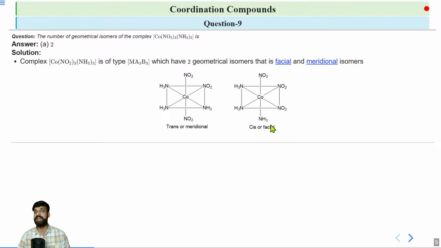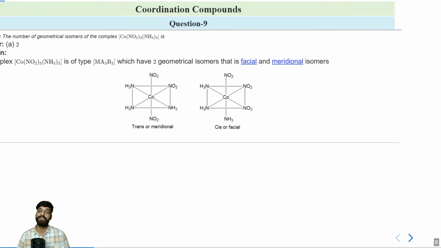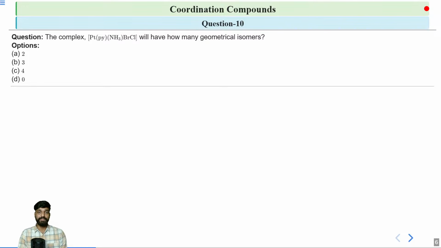So from this you can identify the facial and meridional, and there can be a question to identify the facial and meridional in your examination. Okay, so you can use this trick quickly to solve the question. Next question: the complex [Pt(py)(NH3)BrCl] will have how many geometrical isomers? So we have talked about this in the previous class, I guess. So you have to tell it for a complex of M, A, B, C, D type.